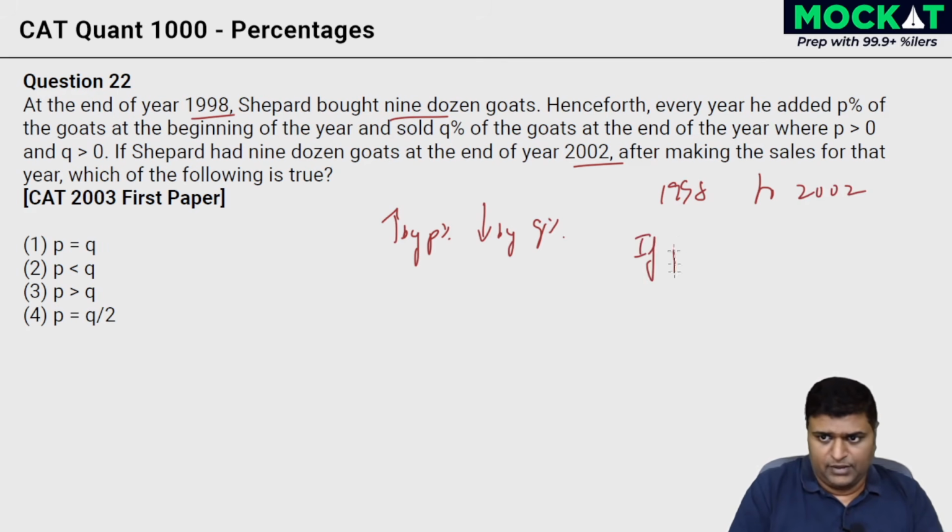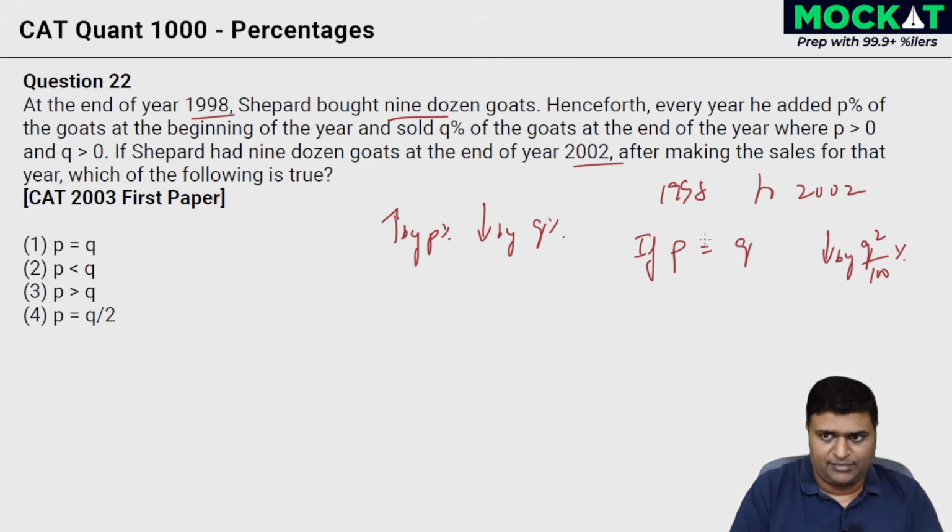If P were equal to Q, P is what is going up, right? If P was equal to Q, what is the net impact? Net impact after an up and down is a decrease by Q square by 100%, or P square by 100%, because both are equal. If you're increasing by X%, decreasing by X%, net impact is a decrease by X square by 100%. Now, if both are equal, it's not good. You want it to be a little higher, so that there is no change, right?